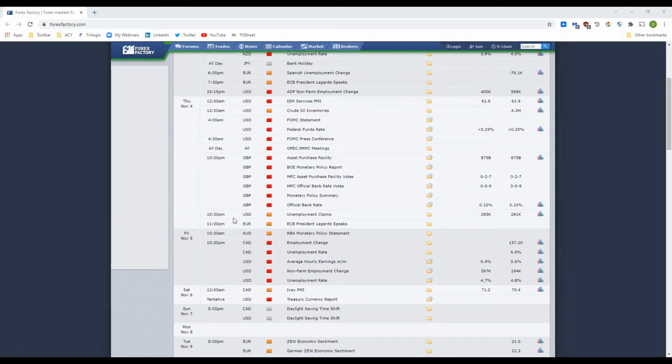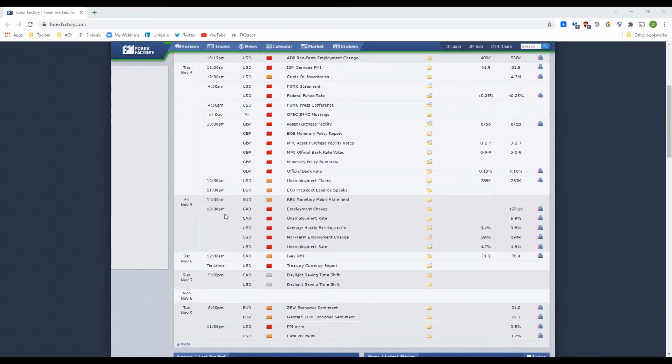10:30 PM minor news item, the unemployment claims. And then the last one for the week, getting into Friday, we've got 10:30 PM the US unemployment rate coming out. Okay, so a few large items coming out that can definitely affect the pound US dollar, so make a note of those. Alright, let's get to the charts.